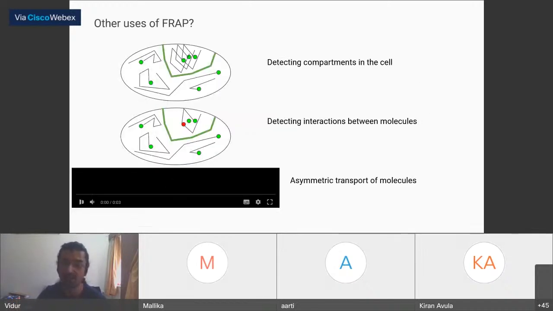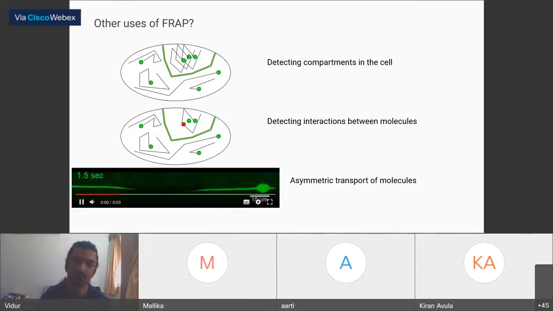So there are other uses of FRAP apart from quantifying the diffusion rates itself. Certain use cases is what I've listed here. The first is to detect compartments within the cell, such as let's say if a protein is bound to a membrane-bound organelle, or whether it is inside that organelle. So if it is inside that organelle, the fluorescence within the organelle will never recover. However, if it is just peripherally bound to the organelle, it may recover over time.